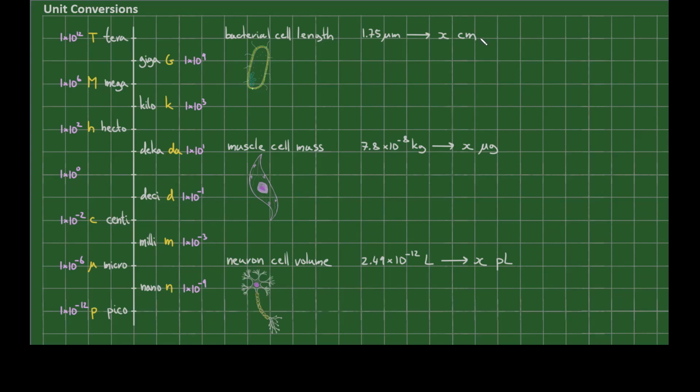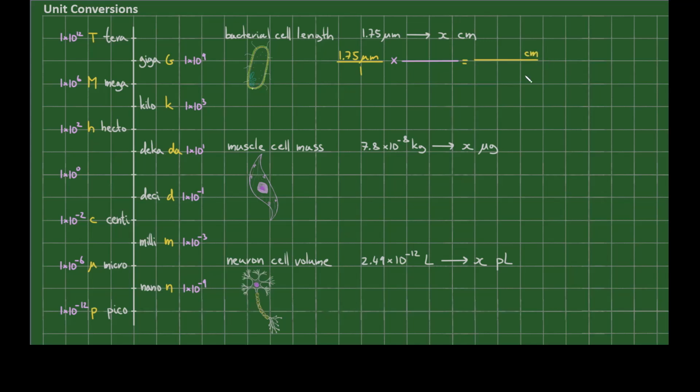We're going to start by expressing the given value as a fraction. I know, you love it already. 1.75 micrometers expressed as a fraction would be 1.75 micrometers over 1. The next step is to multiply by a conversion factor. I do not know what it is going to be just yet, so I'm going to leave a blank fraction. And when everything is said and done, I'm hoping to end up with something in centimeters.